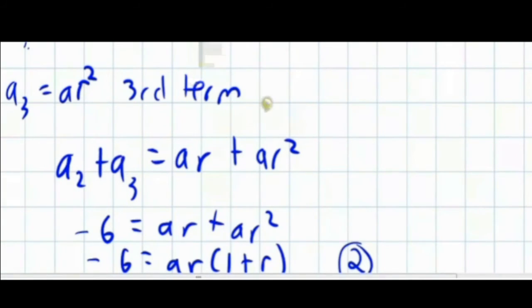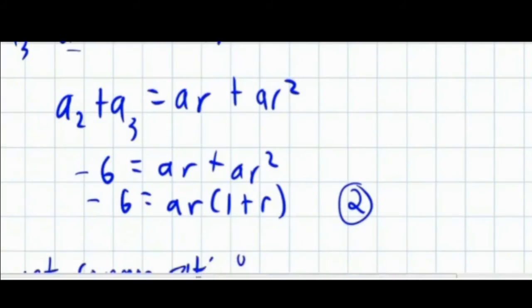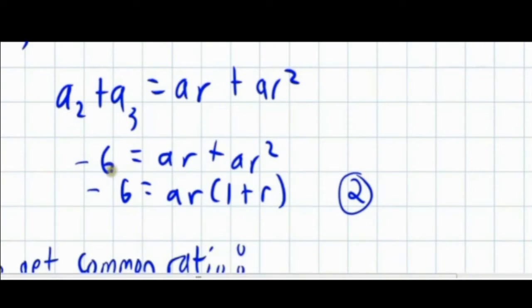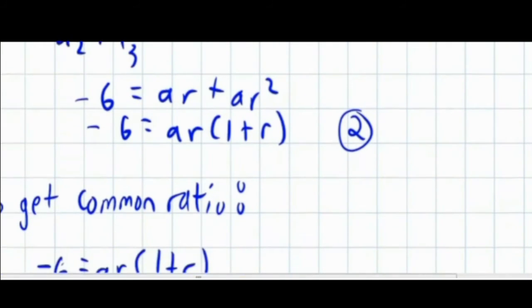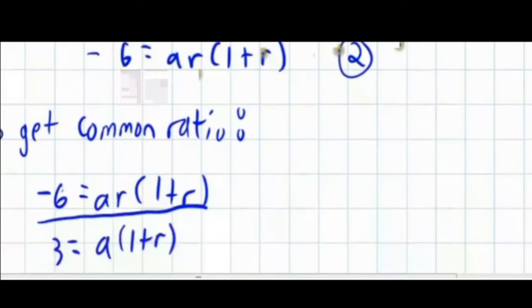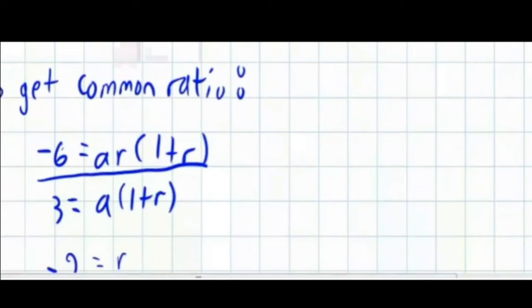And then they told us that the second term added to the third term is equal to negative 6. So a2 plus a3 is going to equal negative 6, and these being equal to a2 and a3 added up will also be equal to negative 6, so I set them equal to each other. a2 plus a3 is negative 6, and then we just go ahead and simplify, and you see I've pulled out a 1 plus r here, and you'll see why that's useful in a moment. But this is my second equation.